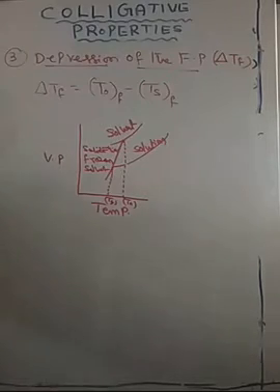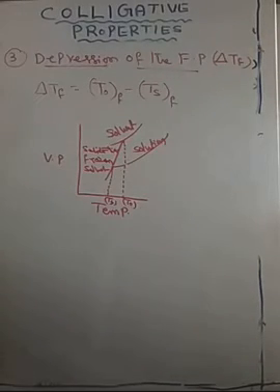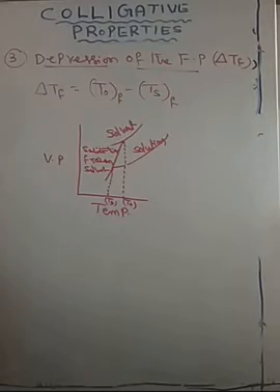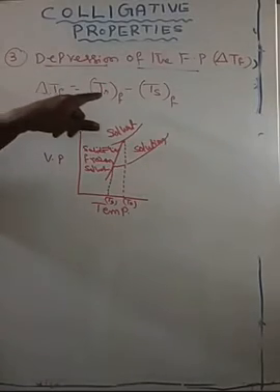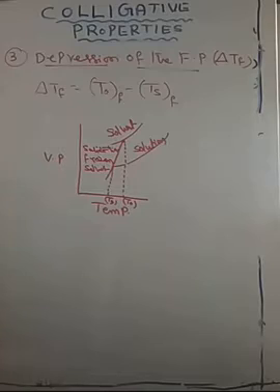So, in our earlier study of relative lowering of vapor pressure, elevation of the boiling point, and depression of the freezing point, these three properties are explained on the basis of a solvent in dilute solutions. What happens when a non-volatile solute is dissolved in the solvent? The vapor pressure decreases, the boiling point increases, and the freezing point decreases. That is why the difference is equal to delta Tf.